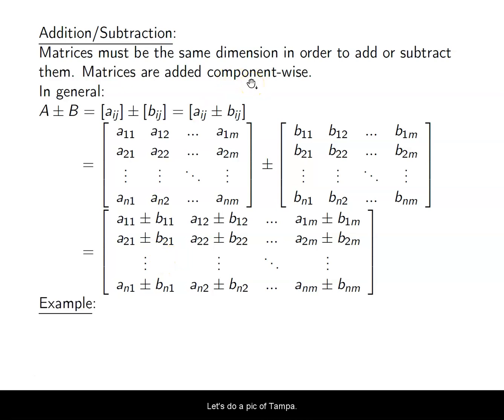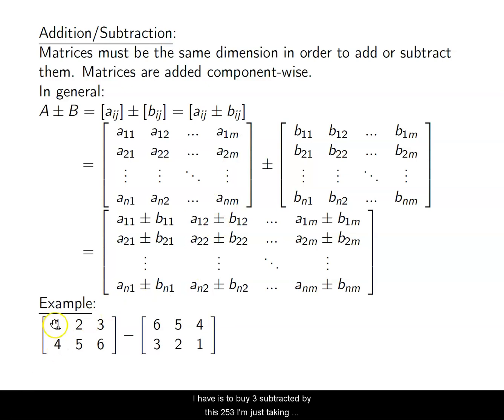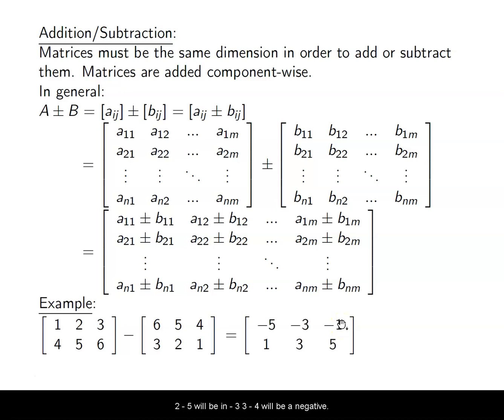Okay, so let's do a brief example. If I have this 2 by 3 subtracted by this 2 by 3, I'm just taking each term and subtracting them. 1 minus 6 will give me a negative 5. 2 minus 5 will be a minus 3. 3 minus 4 will be a negative 1. Right? Minus 5, minus 3, negative 1. Same thing here. 4 minus 3, 5 minus 2, 6 minus 1 is 5. So each component just gets added or subtracted to its respective component in the second matrix.